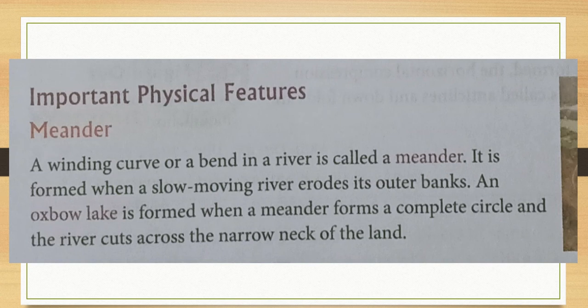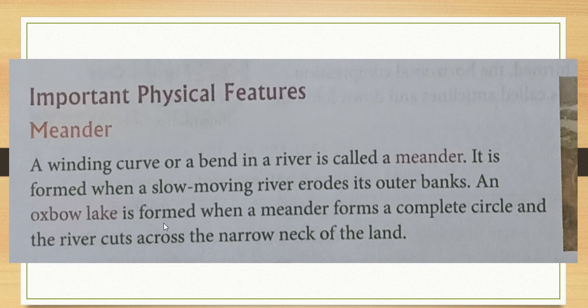Today, let us start from important physical features. In the topic important physical features, it starts with meander. Now what is meander? A winding curve or a bend in a river is called a meander. It is formed when a slow moving river erodes its outer banks.